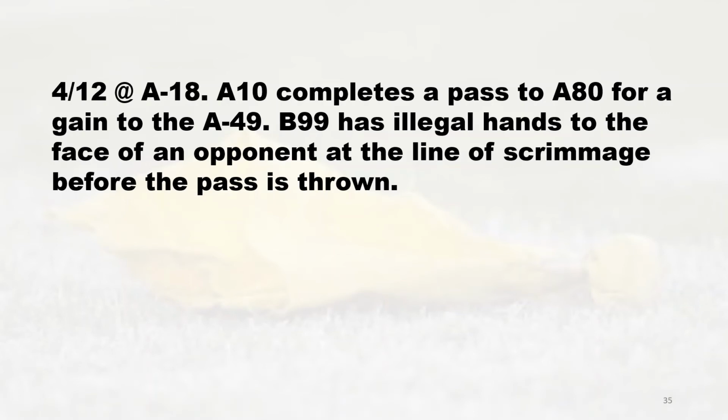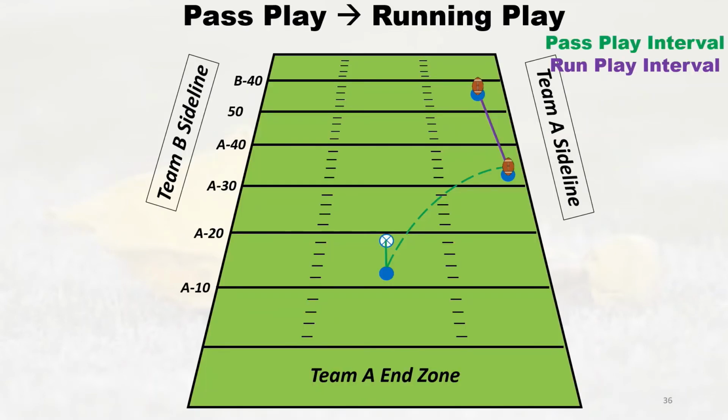So we've got 4th and 12 at the A18. So 4th down, we're at the 18-yard line going out. A10 completes a pass to A80 for a gain to the A49, just short of midfield. B99 has illegal hands to the face of an opponent at the line of scrimmage before the pass is thrown. So let's simplify things in our mind. We read that rule question. We've created our visual. We see that we have two intervals, two segments during this down.